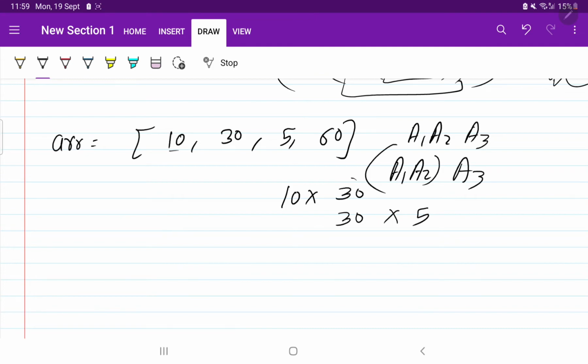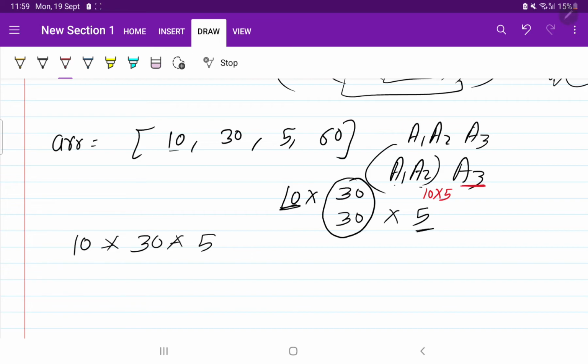We know that the thing which is coming twice should be calculated only once. So 10 into 30 into 5 is going to be the cost to multiply A1 and A2. Now if you multiply A1 and A2, what will be the dimension? You are going to say that 10 into 5 is the dimension of A1 and A2. This you have studied in the matrix chapter. I am expecting that you remember the class 12th concept.